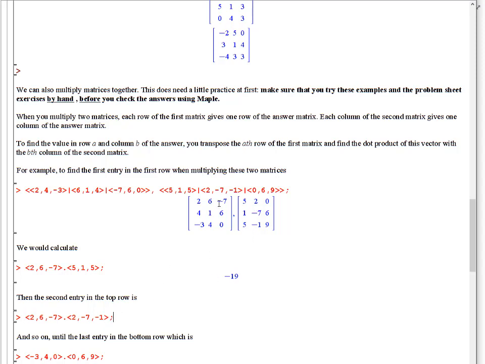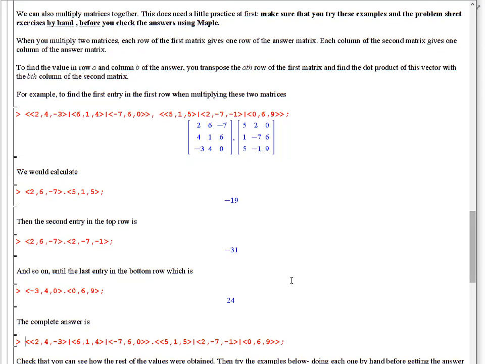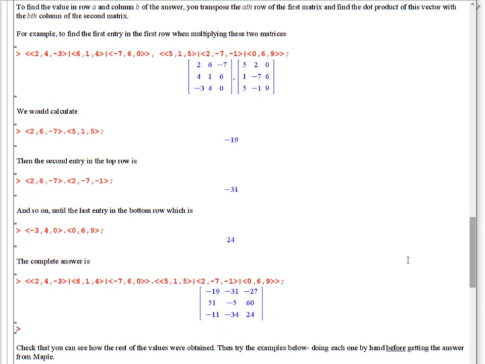And the second entry in the top row, you still use the top row, multiplied by the second column. That one is minus 31. And you keep on going until you get to the very bottom, the last entry in the bottom row, which is this bottom row times this column. So negative 3 times 0, 4 times 6, 0 times 9, which gives you 24. The complete answer you get is like this. So you should check that you can do that by hand.